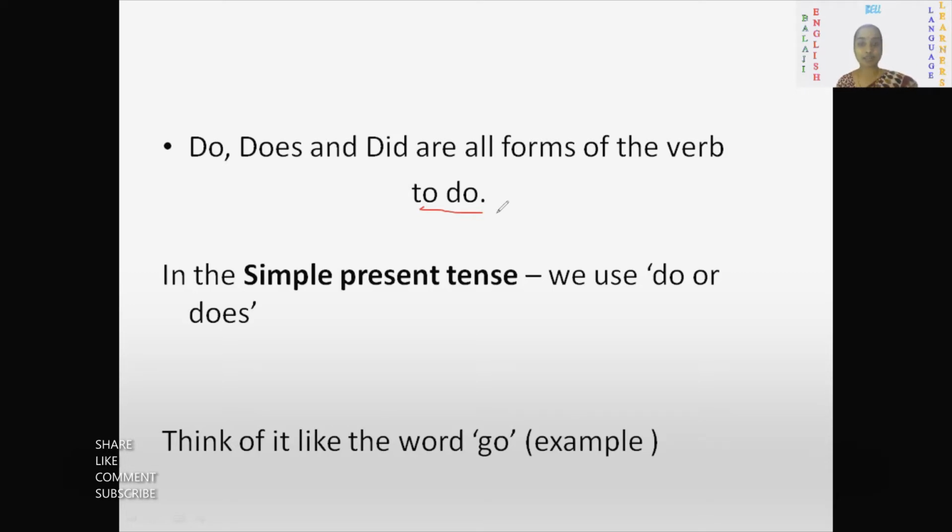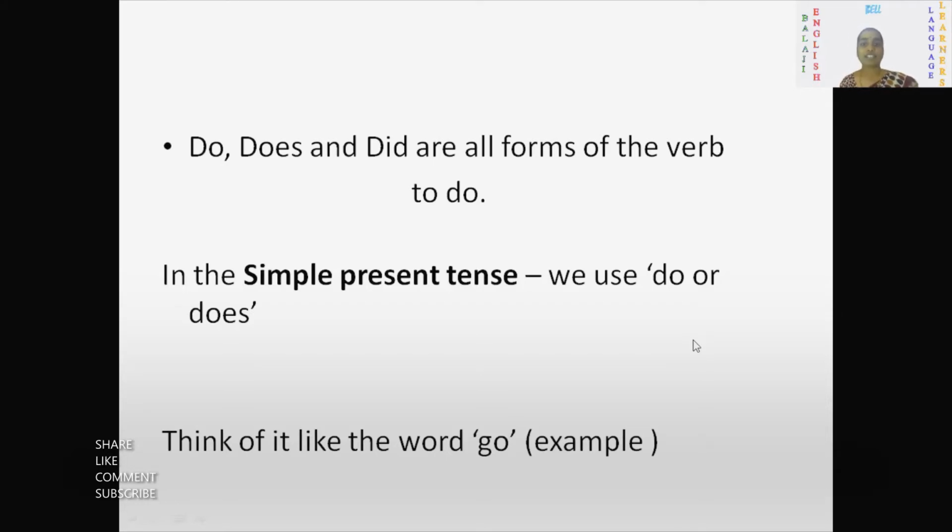In the simple present tense, we use do or does. Remember a simple thing: whenever you get a sentence in simple present tense, we have to use only the word do or does, depending on the subject. Just like if you take the word go as an example: do, did, done, doing; the same way go, went, gone, going.